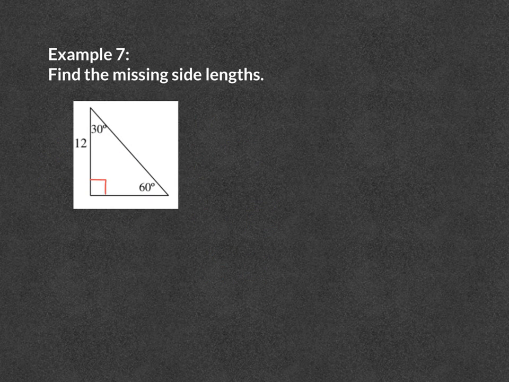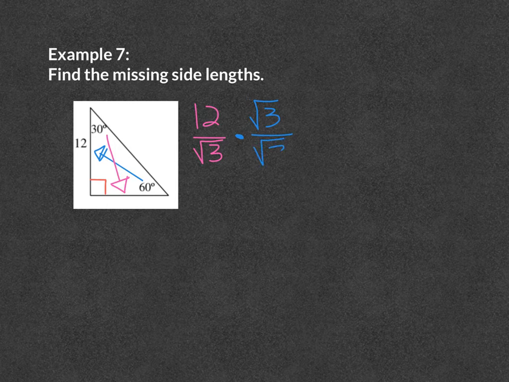Example number 7. Find the missing side lengths. So the side length that I do have is the side opposite the 60-degree angle, which is 12. In order for me to solve for the side opposite the 30-degree angle, I have to take 12 and divide by root 3. I know that I cannot have a square root in the denominator, so I'm going to multiply both the numerator and denominator by root 3 so I can get rid of the square root in the denominator.